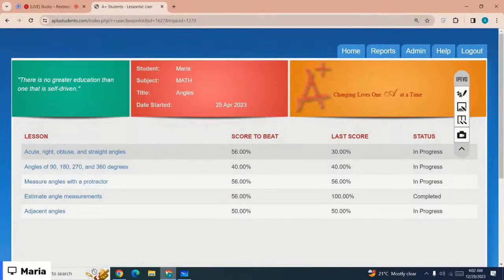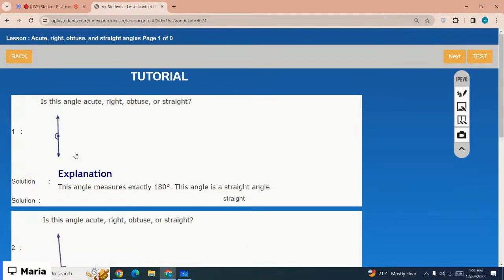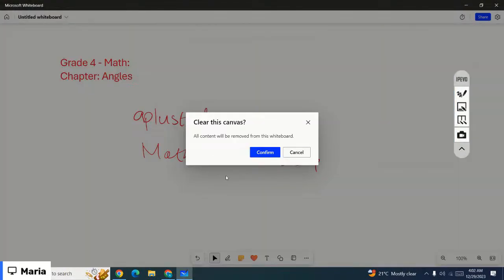So here I'm on grade 4 math. The chapter we're going to start with is angles, and the lesson we're going to start with is acute, right, obtuse and straight angles. These are the different types of angles. They are the names of the angles: acute angle, right angle, obtuse angle and straight angle. I'm going to write down the information about these angles on the board. You can use your notebook and note them down.